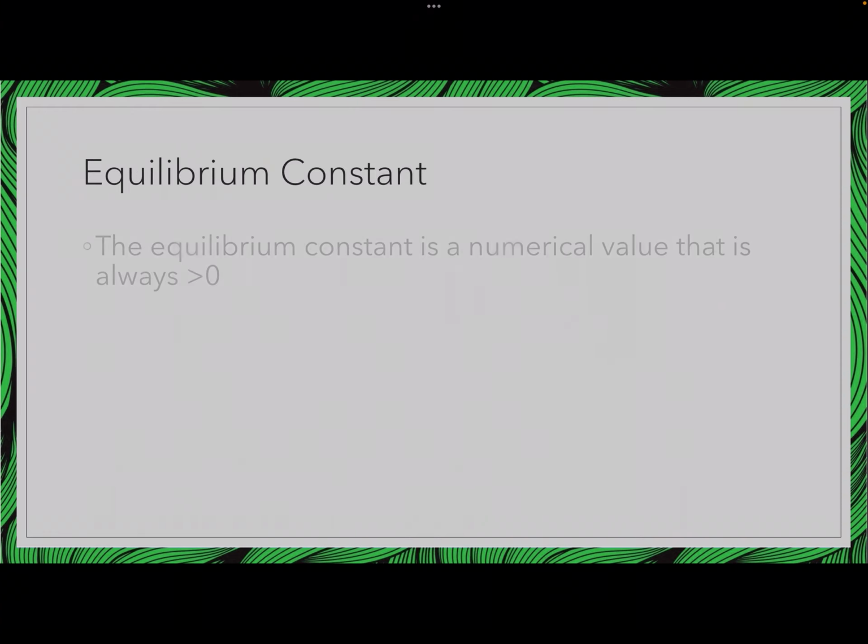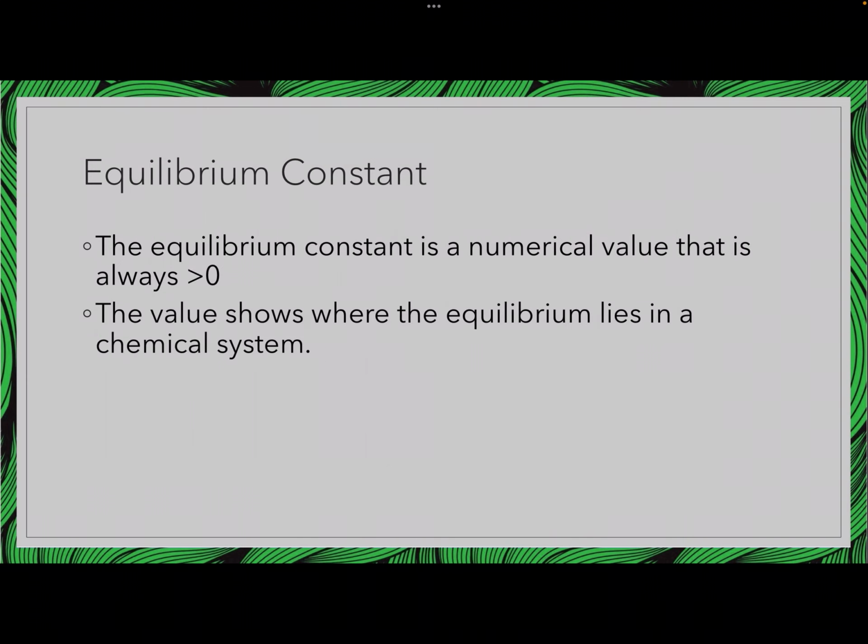So the equilibrium constant is a numerical value that is always greater than zero. If you've gotten a negative for your K equation, then you've done something wrong. I'll just say that straight off the bat. All concentrations should be positive. All the powers should be 1 or above and an integer value. So the number will always be greater than 0. It can vary quite drastically, from like 10 to the 30 down to 10 to the negative 50, but it will always be above 0.